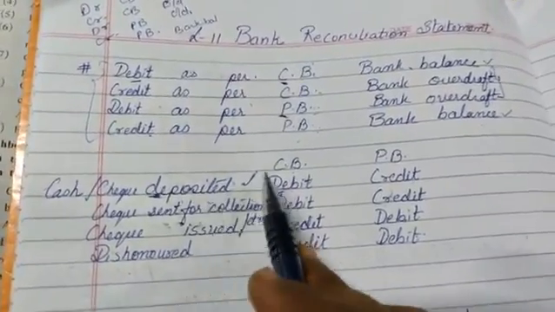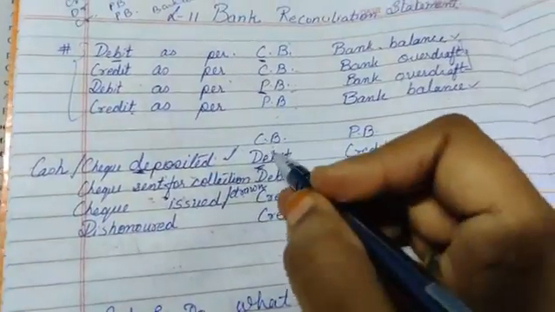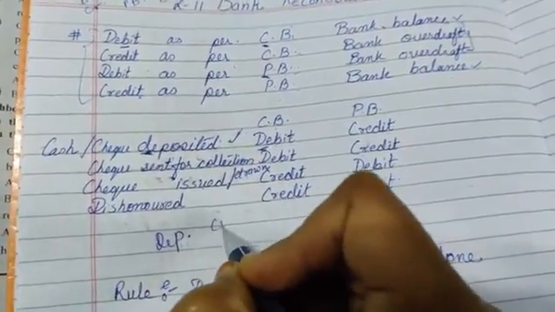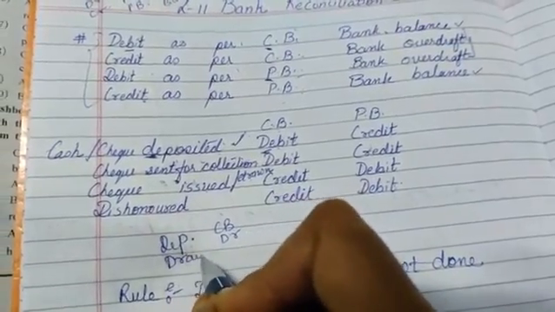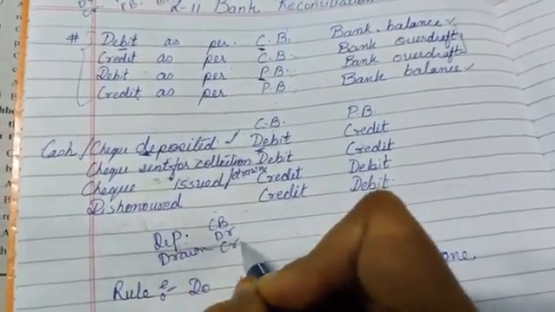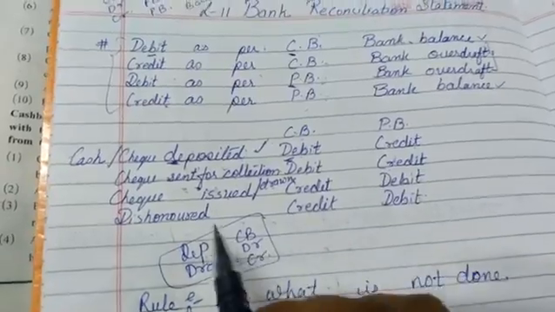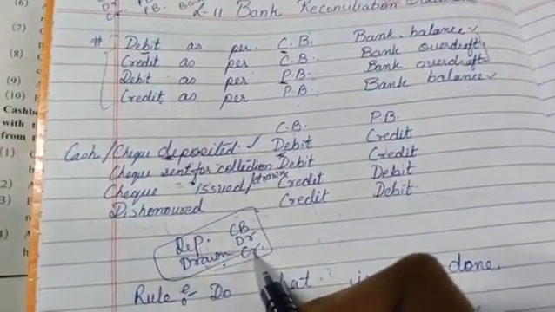Okay, see deposited, so in cash book it is debited, so issued it is credited. Just remember these two first. Deposited word is there, so cash book is debit. Opposite to this it is drawn, so in cash book it is credit. Like this, you remember these two things first of all. So see, drawn is credited in cash book.